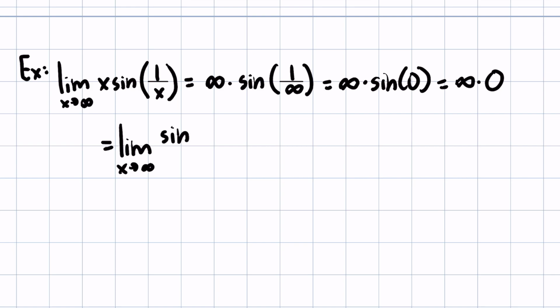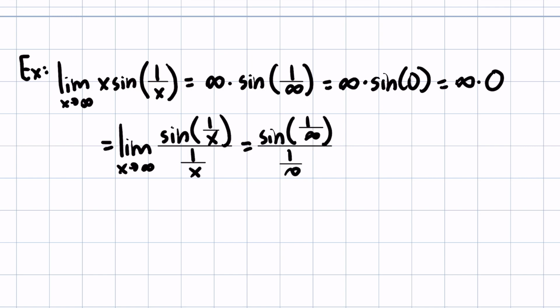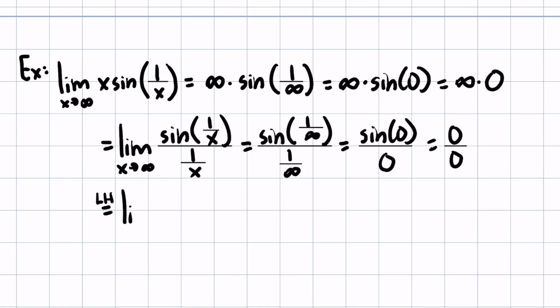So this becomes the limit as x approaches infinity of sine of 1 over x over 1 over x. And so now when I plug in infinity, I have sine of 1 over infinity over 1 over infinity. 1 over infinity, like we said, is 0. So this is sine of 0 over 0, which is 0 over 0. So this is a form that we can actually L'Hopital. So now we're going to apply L'Hopital's rule.